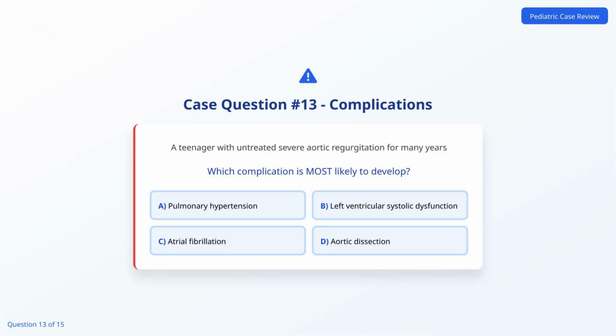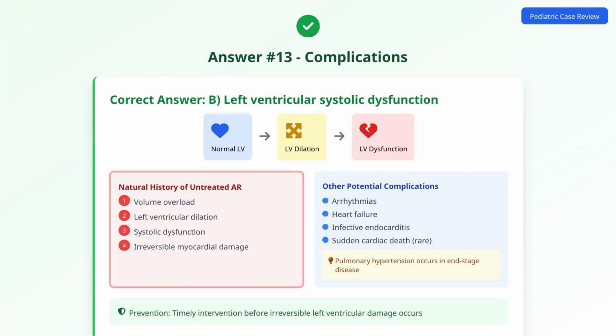A teenager has had untreated severe aortic regurgitation for many years. Which complication is this patient most likely to develop? Is it A, pulmonary hypertension, B, left ventricular systolic dysfunction, C, atrial fibrillation, or D, aortic dissection? The correct answer is B, left ventricular systolic dysfunction.